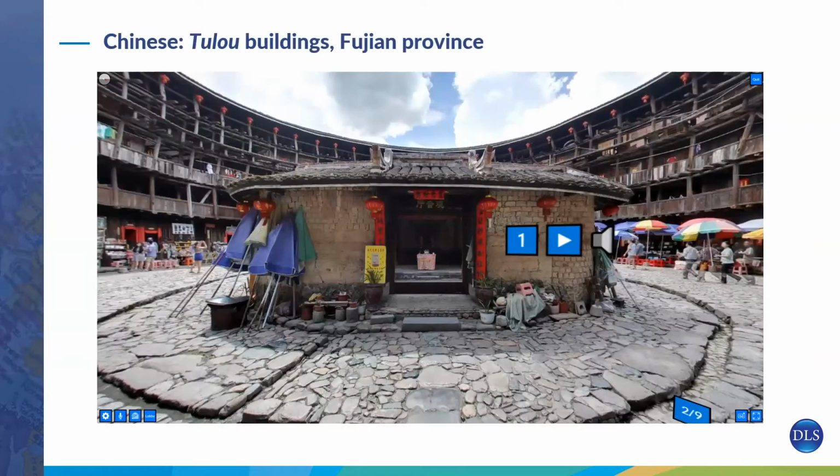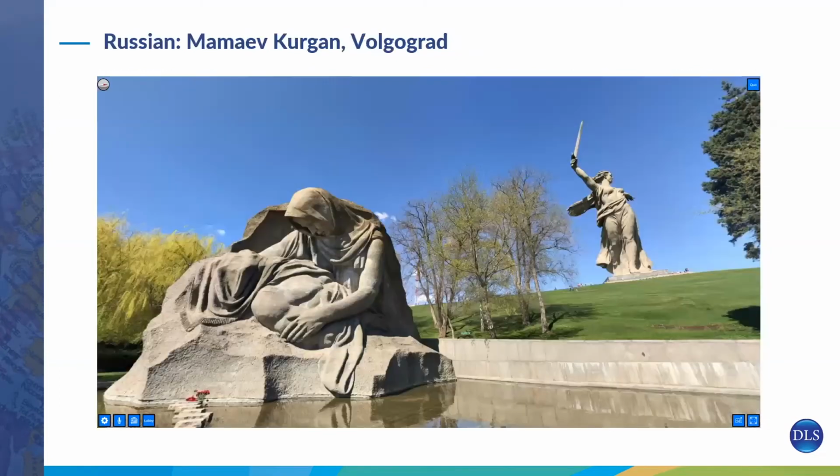All right, so this is a screenshot of the Chinese immersion. This is in Fujian province. You might recognize this circular building. It's a Tulou building, a very famous tourist destination in China. This is a screenshot from the Russian module. So of course, this is Mamayev Kurgan in Volgograd. Another very popular tourist destination.